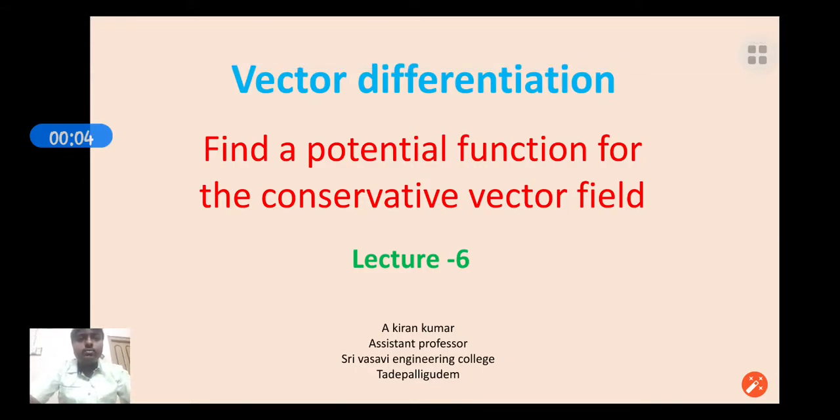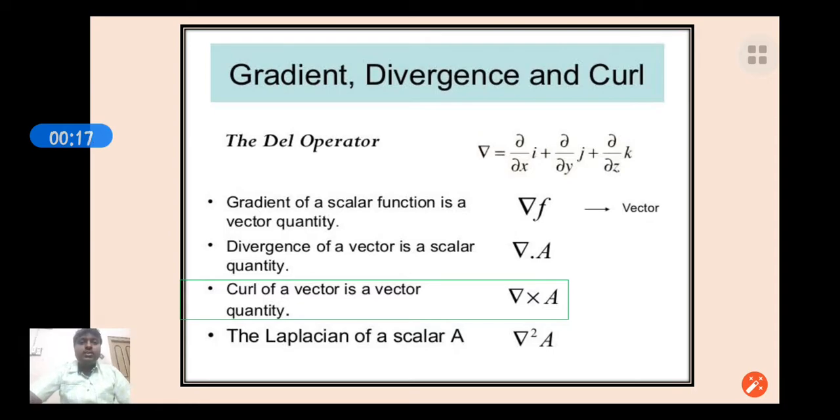Good morning, students. In the vector differentiation lecture series, today, lecture number 6: find a potential function for the conservative vector field. In the previous lecture, we discussed the curl of a vector point function, defined as del cross f bar, or del cross a bar. It is defined in the form of a determinant: del cross f bar is equal to the determinant of i bar, j bar, k bar; dou by dou x, dou by dou y, dou by dou z; f1, f2, f3.